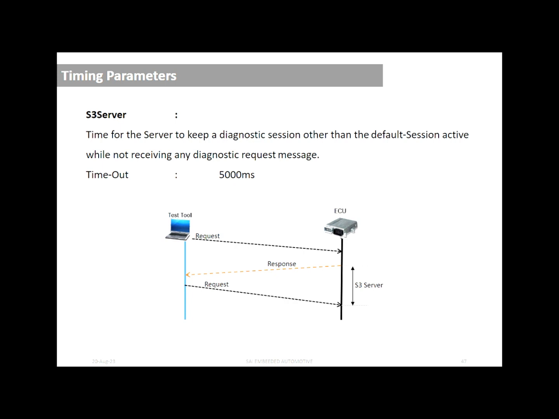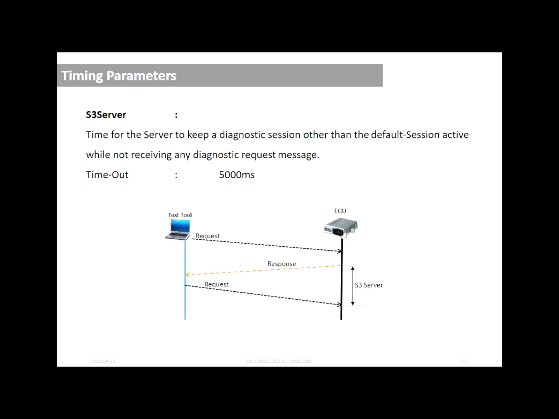After that, request download 34 and transfer data 36 and request transfer exit 37, routine control check memory and routine control check reprogramming dependency. After that again it will go to the ECU reset, again communication control enable non diagnostic communication 2800 and control DTC settings 8501, and diagnostic session control comes to the default session again, 1001. This is the basic programming, like in the diagnostic how we are going to flash the software in the ECU.